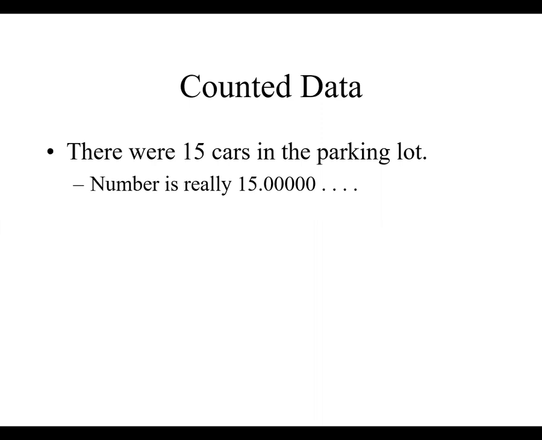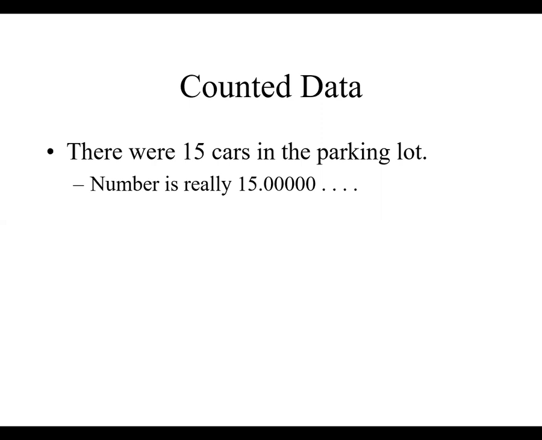So what that number really is, even though we don't normally write it that way, is 15.000000 dot, dot, dot, with the zeros going on forever, because there are 15 whole cars plus no tenths of a car, no hundredths of a car, no thousandths of a car, and so on. And I could go on forever writing those zeros. Of course, numbers that are inherently integers, like counts of discrete objects, you never actually write those zeros. But in the back of your mind, you know that they're there, right?